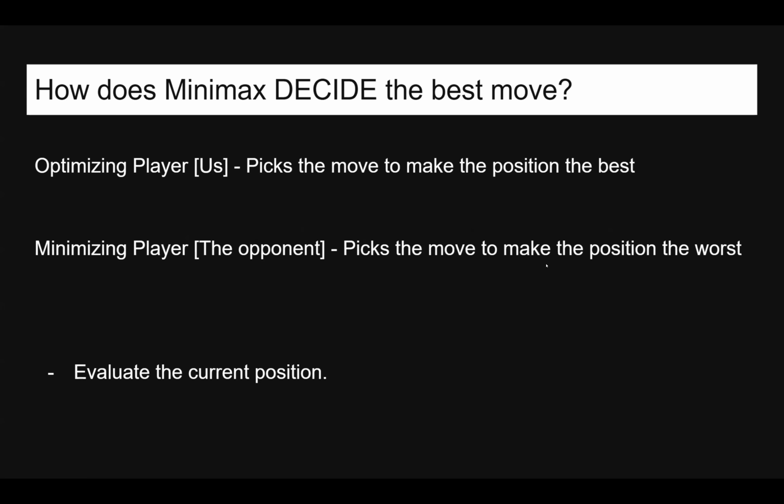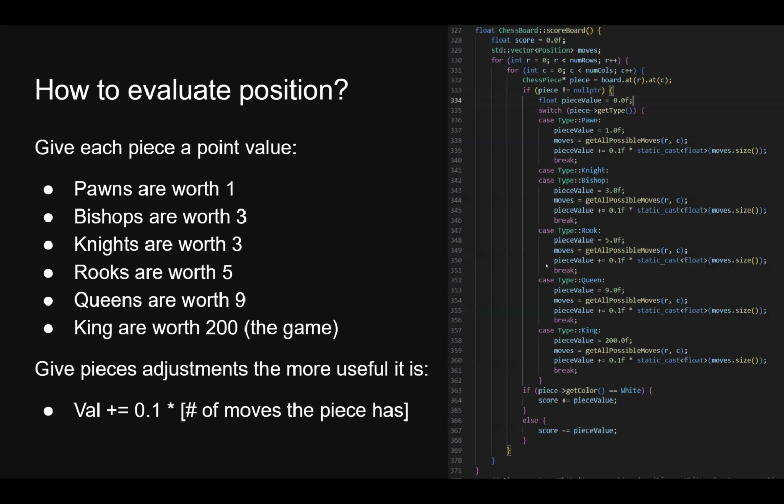How do you evaluate the position? We give each piece a point value. Pawns are worth 1 point, bishops and knights are worth 3, rooks are worth 5, queens are worth 9, and the king is worth the entire game. If you lose the king, you lose. So let's make it 200 points. Also, we'd like to give adjustments to pieces that are more useful, so we add a small amount of points per each move that a piece can make.